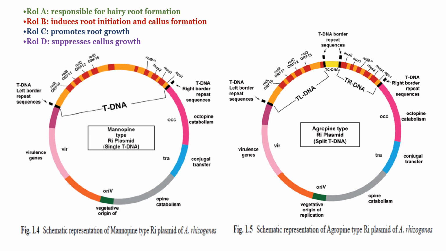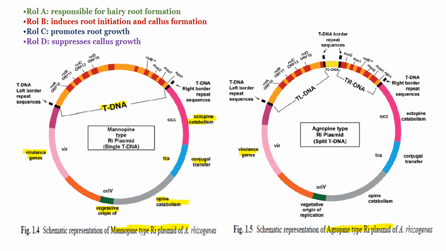There are two main types of RI plasmid, the monopine type and the agropine type. What is the difference? Let's have a look. The tDNA in both of these is different, that's why they are different. If you look at other regions, the Vir region is the same, the transfer or conjugal region is the same, the vegetative origin of replication is the same, and the opine catabolism gene is the same, as well as the octopine catabolism. But if you look at the tDNA in both, there is a difference.